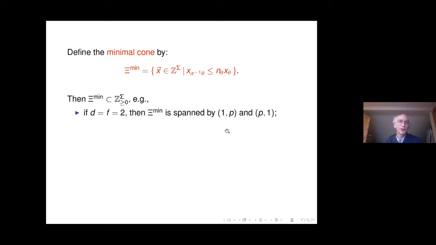Okay, so maybe I should have drawn some pictures, but you should be able to picture some examples if I just give you some basis elements for this cone. So in the unramified quadratic case, the cone is spanned by these vectors, (1, p) and (p, 1). So notice that this forces non-negativity of the x's. So this minimal cone is contained in the standard non-negative cone. Unramified cubic, this is the shape of the basis vectors.